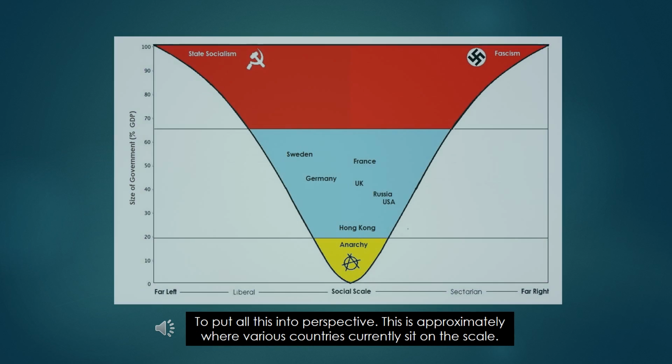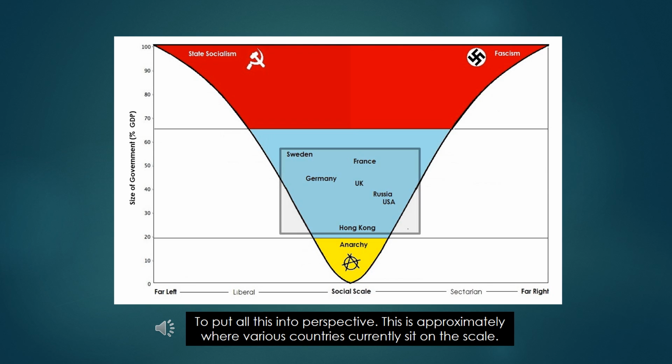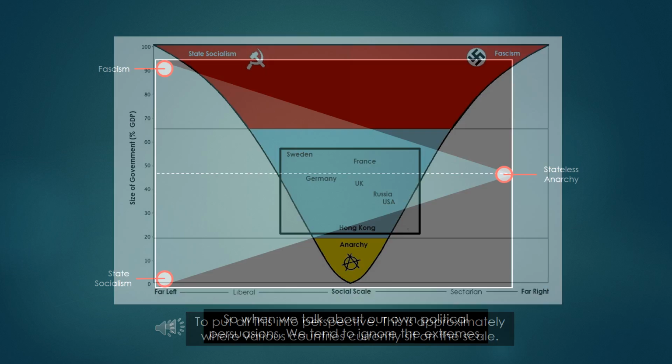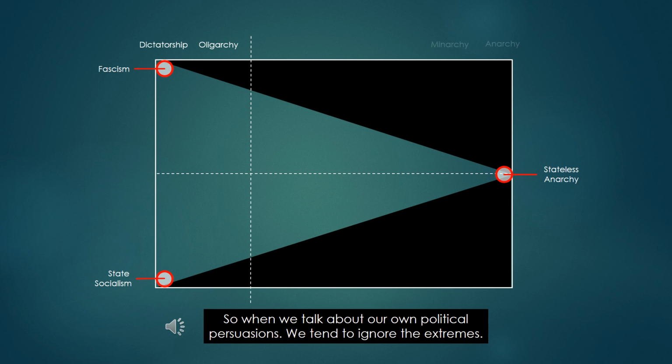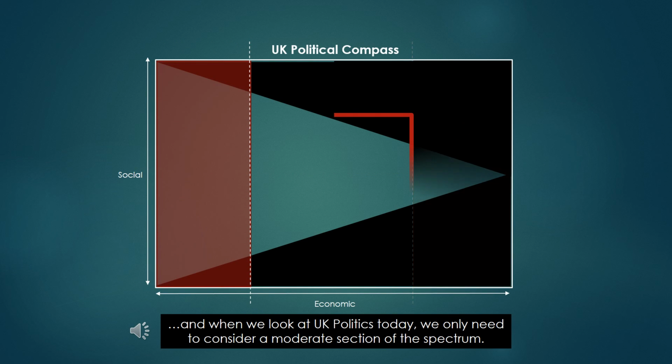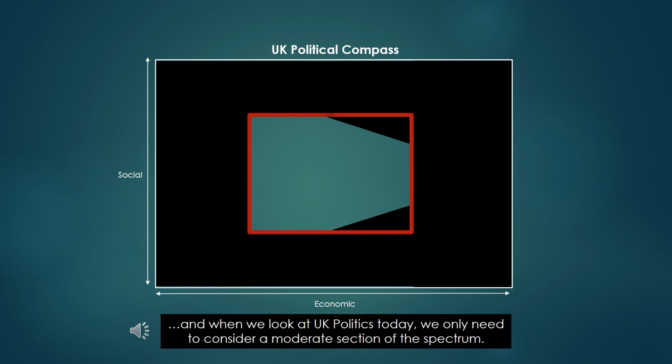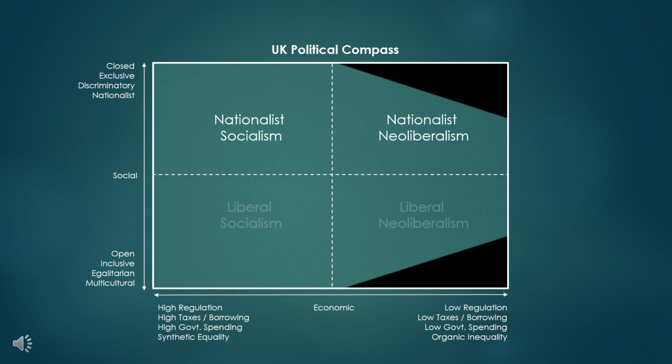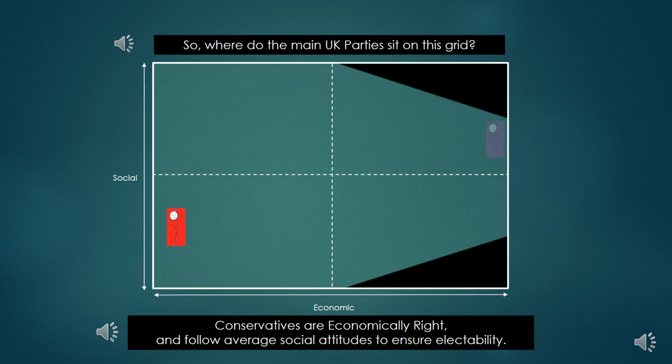To put all this into perspective, this is approximately where various countries currently sit on the scale. So when we talk about our own political persuasions, we tend to ignore the extremes. And when we look at UK politics today, we only need to consider a moderate section of the spectrum, from nationalism to liberalism and from democratic socialism to neoliberal capitalism. So, where do the main UK parties sit on this grid?